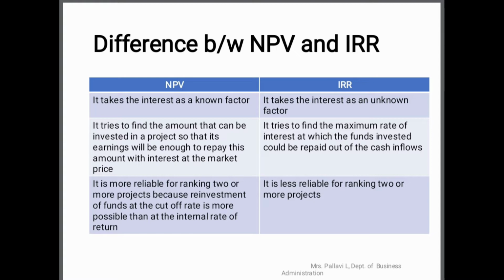And the last difference is that NPV is more reliable for ranking two or more projects, because reinvestment of funds at the cutoff rate is more possible than at the IRR. That means in NPV you can rely on ranking two or more projects. I mean you can compare which project will do better. But in the case of IRR it is less reliable. Okay, these are the differences between NPV and IRR.